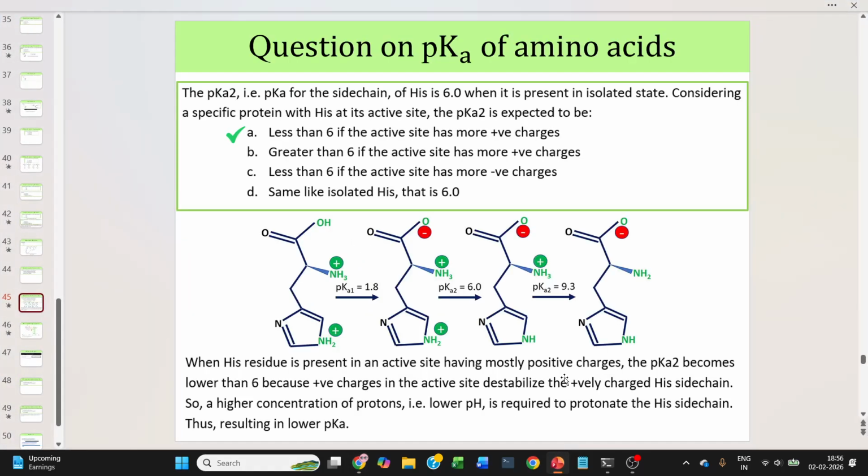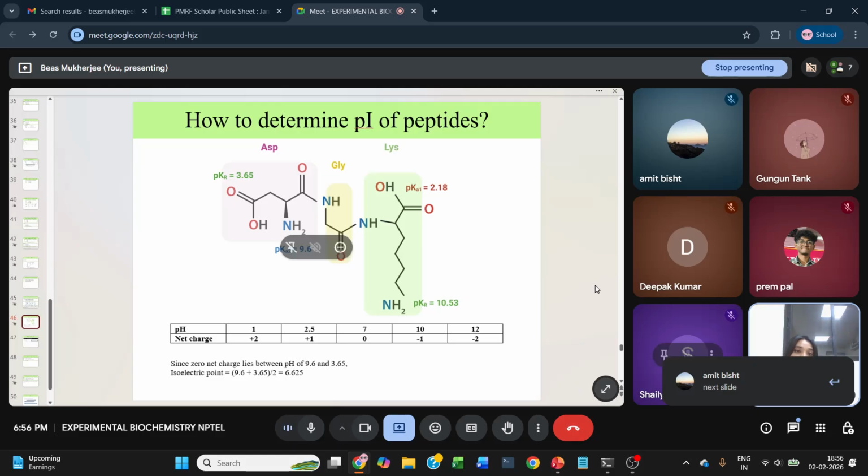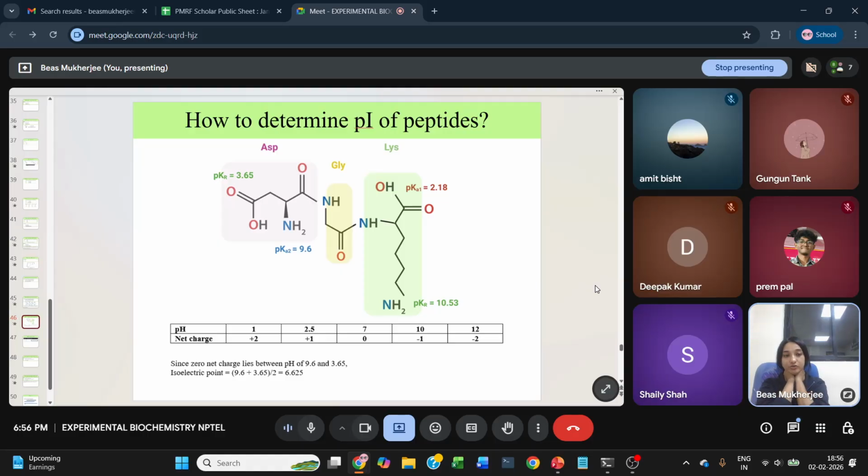Next slide, sure. So now in the next slide, we have something that is a tripeptide. Until now we have been talking about single peptides. Now we are going to talk about a tripeptide. For a tripeptide, you would be worried that we have so many pKa values, right? So which ones would contribute to its pI finally?